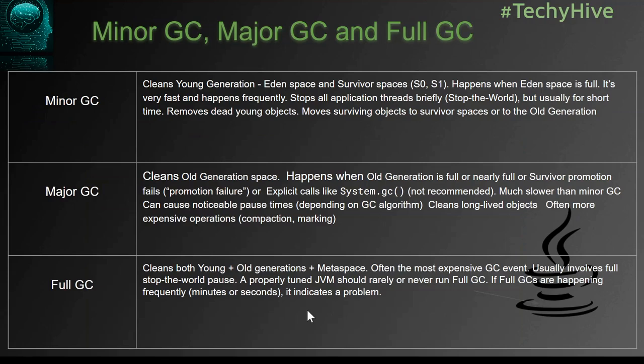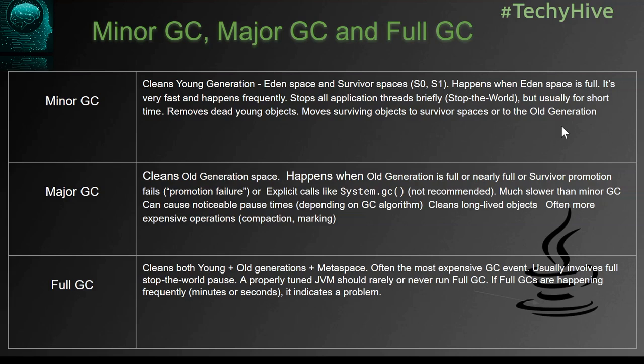Let's see how minor GC, major GC, and full GC happen in the JVM. So minor GC cleans young generation, Eden space, and survivor space. It happens when Eden space is full. So when Eden space is full, then minor GC happens.